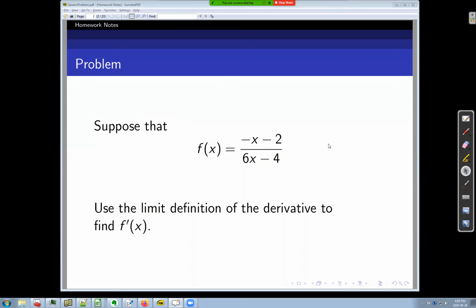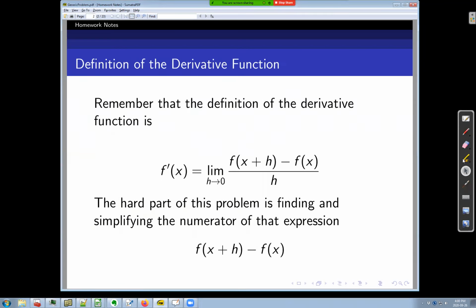Okay, anyway, here's the limit definition of the derivative. It is this expression right here. It's the limit as h goes to 0 of the difference quotient for the function. And as the slide says, the hard part of the problem is going to be having to deal with this numerator here.